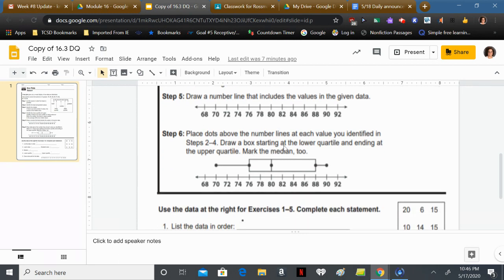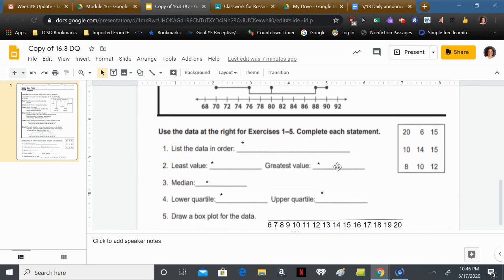Then you're going to draw a box starting at the lower quartile. You're going to go through our lower quartile dot. You're going to do a box and go up to the upper quartile. You're going to complete that rectangle. You're going to draw a line through the median as well. Here is our box, and these are considered our whiskers. So these are also called box and whisker plots.